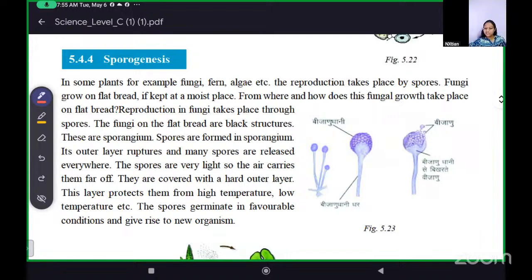So these are structures called sporangium. Then spores are there inside it. These are spores that are found inside it.